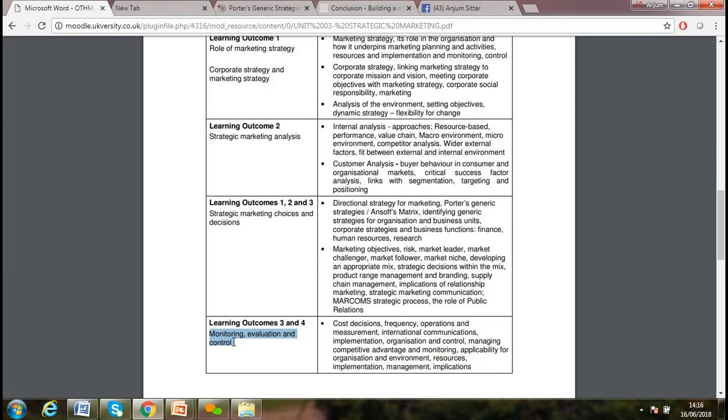So we need to evaluate how much market share we have, what happened with the market share, whether it dropped or increased. We need to look at all this as well. So next, today's lesson will focus on cost decisions, how we will decide the cost.